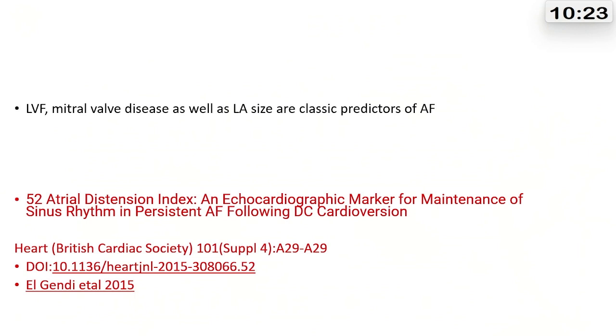And in my center, we've done loads and loads of publications. I did loads, actually, on how we can use the left atrial distension index in predicting the outcome after cardioversion, in predicting the occurrence of atrial fibrillation. We actually didn't look much into the right ventricle.